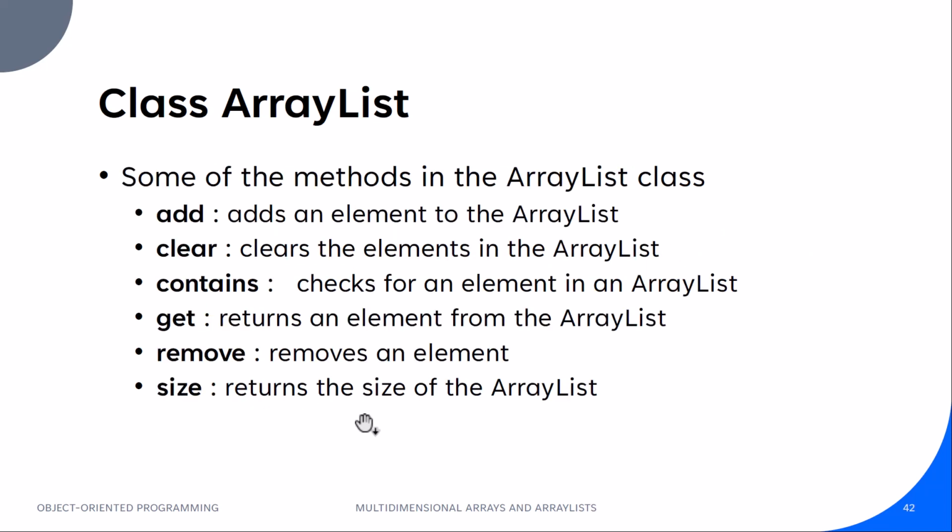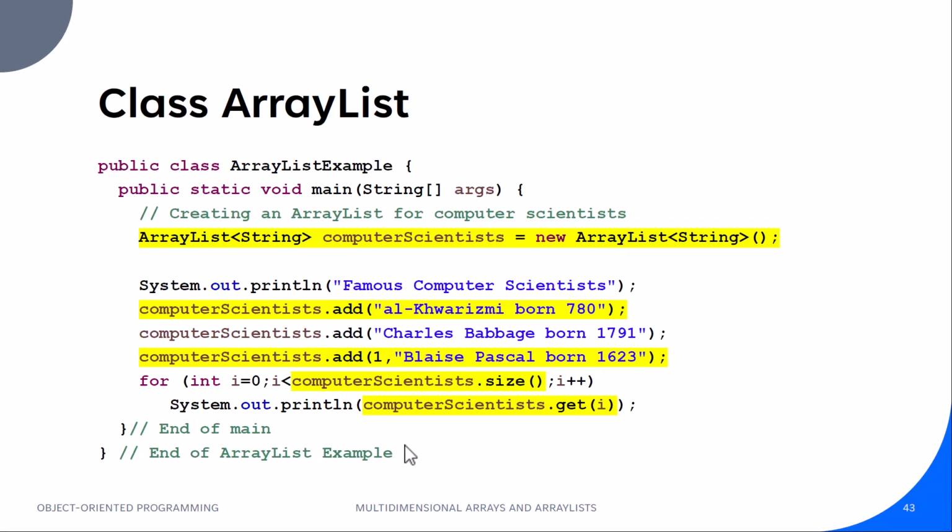Some of the methods in the ArrayList class are add, that adds an element to the ArrayList, clear, clears the elements in the ArrayList, contains, checks for an element in the ArrayList, and get, returns an element from the ArrayList, remove, removes an element from the array list, and size, which returns the size of the array list. Now let's see an example of an array list.